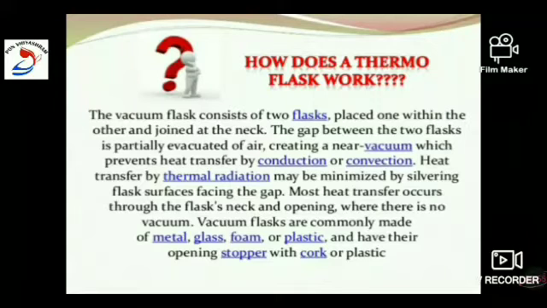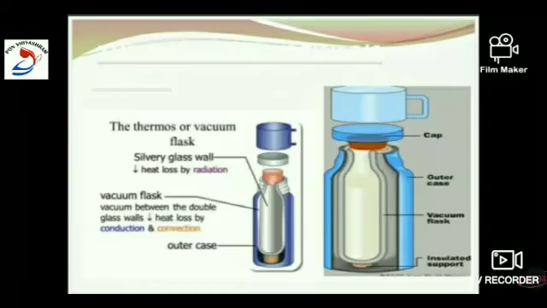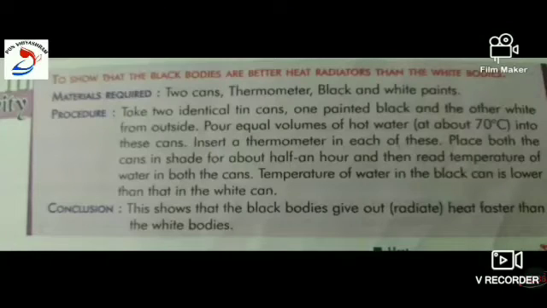So, the three modes of heat transfer are possible in a Thermos flask. This is a very good example of how heat loss by all three modes of heat transfer is possible. This is the diagrammatic representation of this thermos flask. You can see the silvery glass wall, that is heat loss by radiation. You have a vacuum between the double glass walls, heat loss by conduction and convection, and the outer case. We would have seen at home how this works.